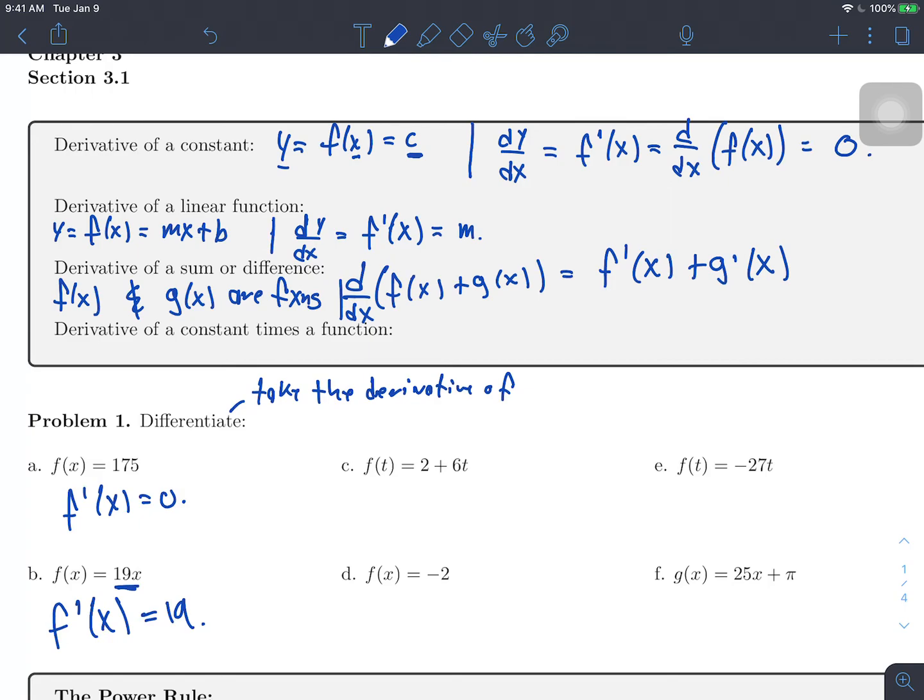And the first rule I said was that the derivative of a number is just 0, which is why when we do part C here, we can split this up. We can do the derivative of the 2 and then the derivative of 6t. So my f prime of t here is just going to be the slope of this line. 2 plus 6t is just a line with vertical intercept at 2 and a slope of 6. The derivative is just going to be the slope. It's equal to 6.